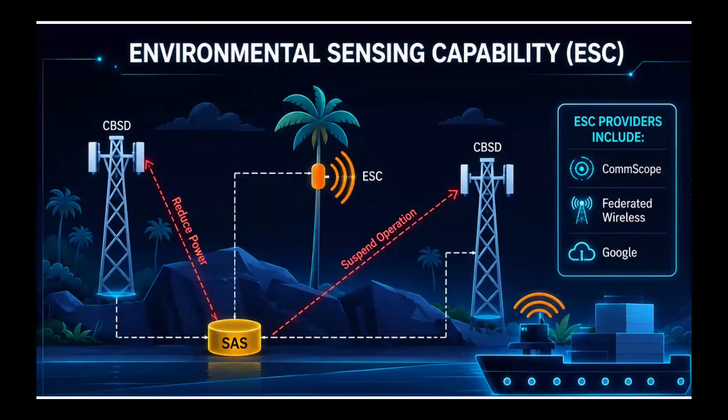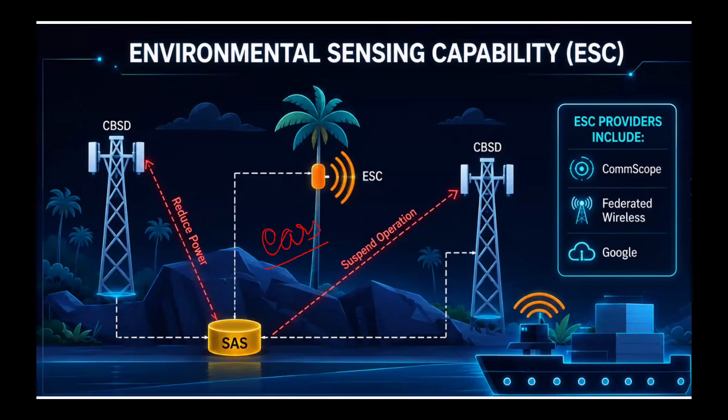Now let's understand ESC, environmental sensing capability. As we discussed earlier, CBRS is a shared spectrum, so we must protect incumbent users such as US Navy radar or defense. Think of ESC as the ears of the CBRS system. It monitors the spectrum and detects protected incumbent activity. If the activity is detected, ESC informs SAS. SAS takes action and the CBSD has to follow the instructions from the SAS.